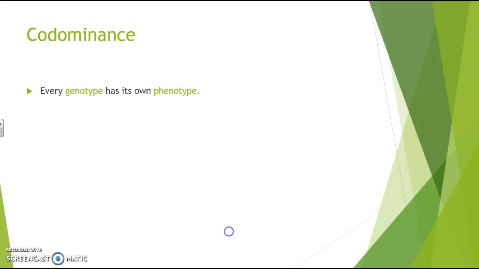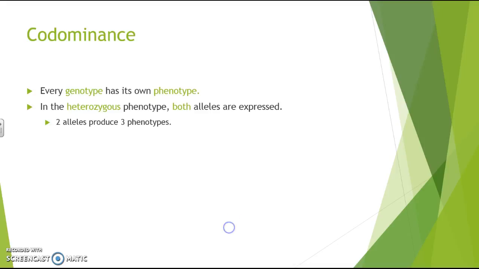So now for codominance. Every genotype has its own phenotype, just like in incomplete dominance. However, in the heterozygous phenotype, both alleles are expressed. So going back to my horrible hair example, if you have long hair and short hair, you would have long hairs and short hairs. So the result is the heterozygous phenotype shows both traits.